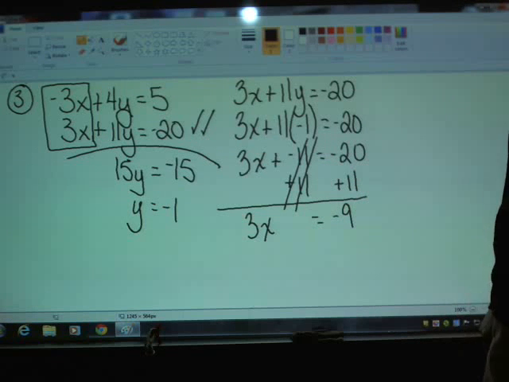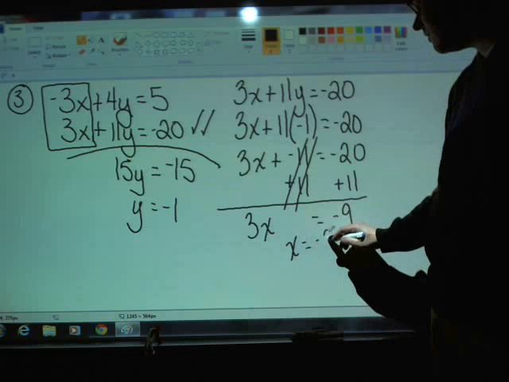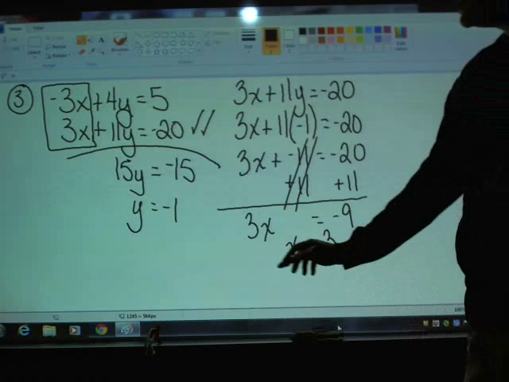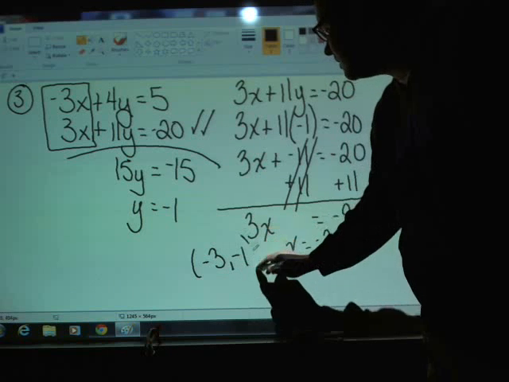3 times what number is negative 9? 3 times negative 3 is negative 9. So I have my x, I have my y, I have my solution because, again, it's just x comma y. Negative 3 comma negative 1.